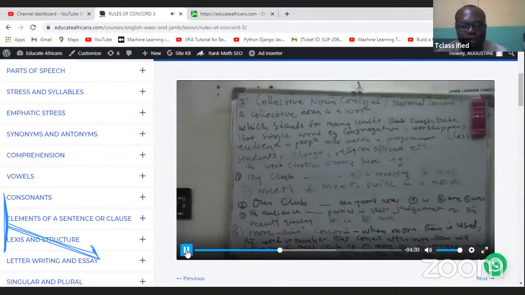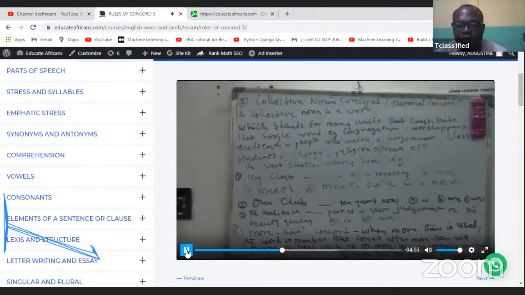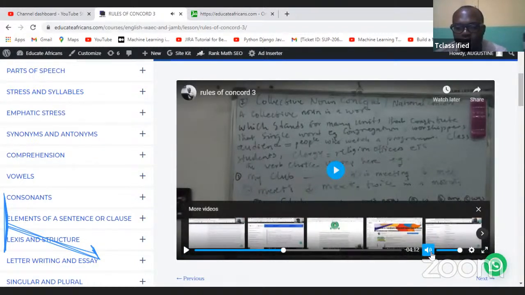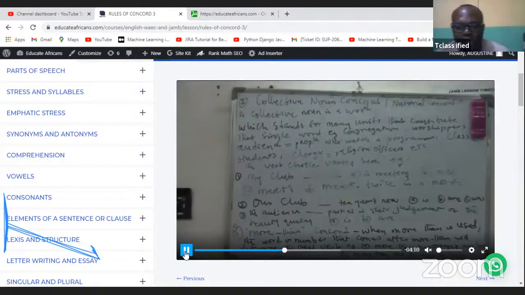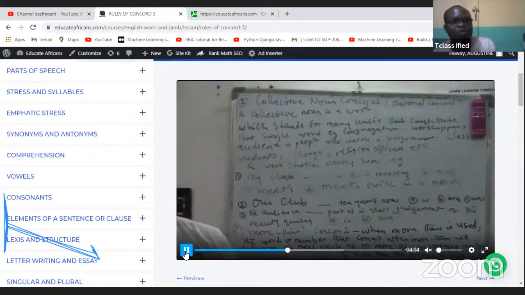So the next one will be more than. When the collective noun is performing an action. More than concord. So when more than is used, the word or number that comes after more than determines the next verb. So if the next word coming after the more than is plural, then the verb will be plural. But if the next word is singular, the verb becomes singular.